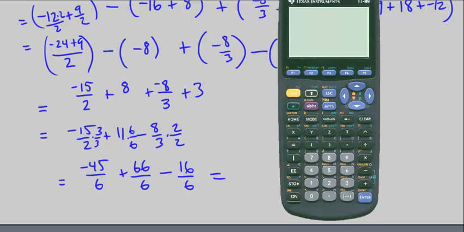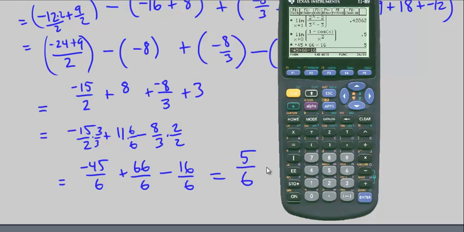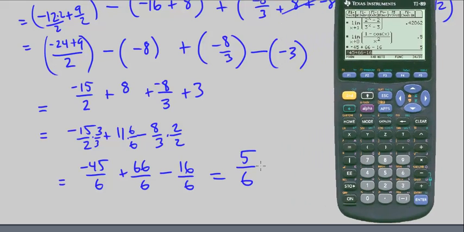Okay? I'm going to use the calculator to just do the addition, right? Negative 45 plus 66 minus 16 gives me 5 in the numerator over 6 in the denominator. And again, we're looking for area, so that's units squared. Okay? So the area bounded by the 3 curves is 5 over 6 units squared. And that's going to end for us CPM Calculus Chapter 4 review number 15.